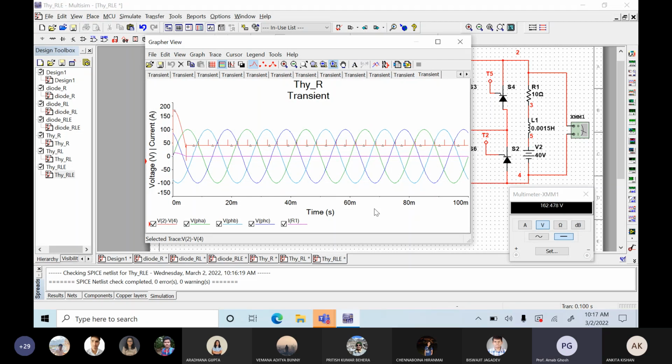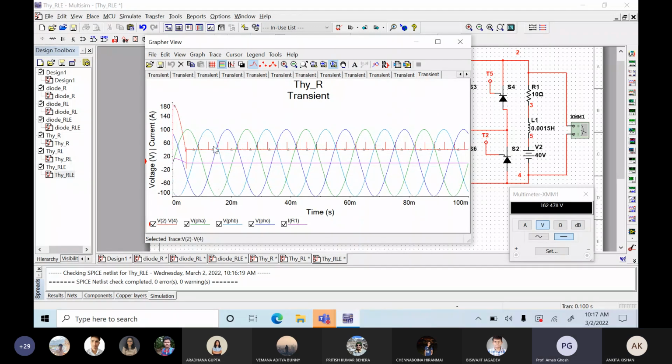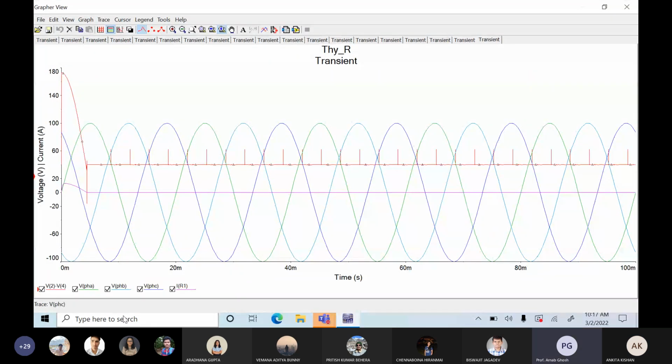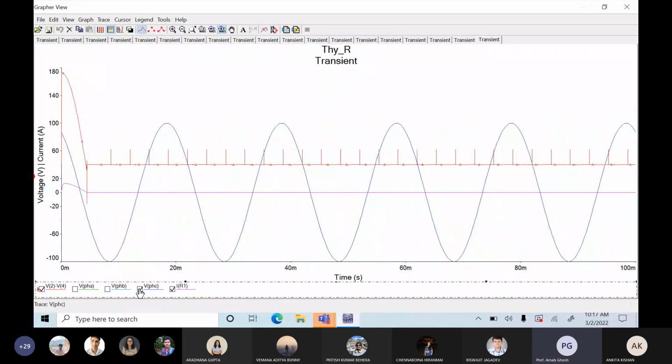So, first show me your only output voltage waveform and check the other ones. Hello? Yes, sir. Are you able to understand what I am telling you? Sir, can you repeat it? Ha, main bol raha hu, uncheck karo. Baki jo voltages are there, first maximize that grapher. Grapher ko maximize karo. Grapher view is there na, isko full screen karo. Full screen karo, maximize karo. Tum yahan se bolo, which one is your output voltage?